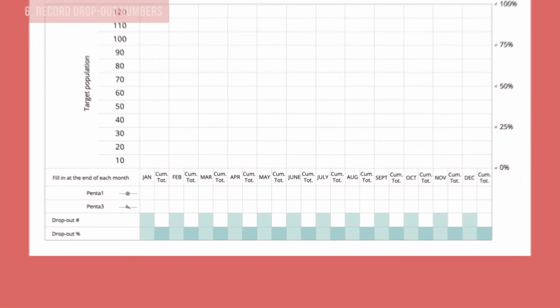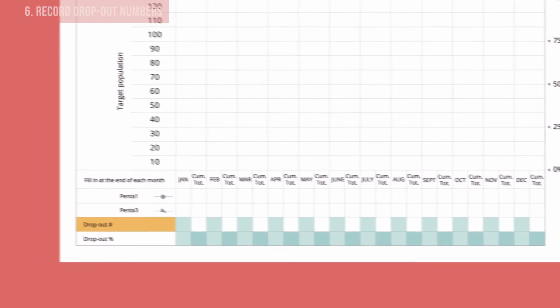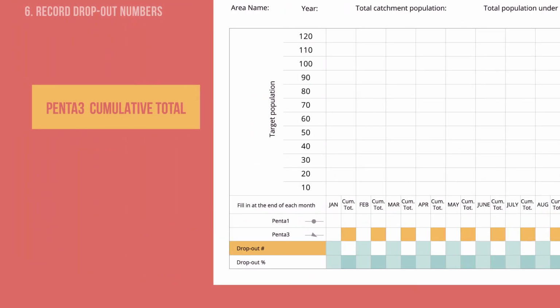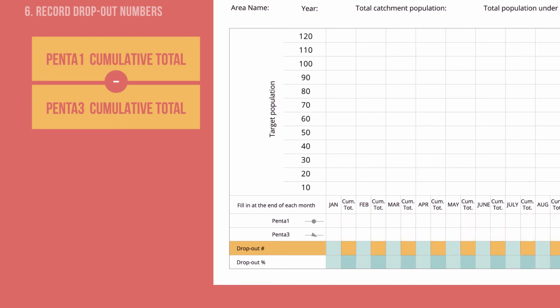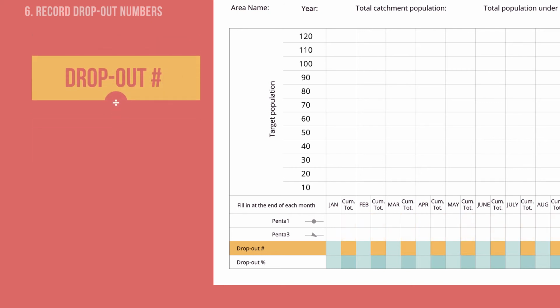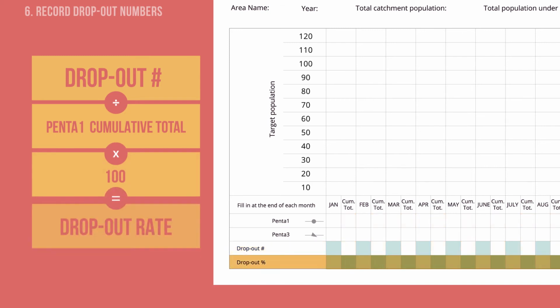At the bottom of your chart, you should calculate and record dropout numbers and dropout rates month by month for pentavalent and measles vaccines. To find the dropout number, you subtract the cumulative total for pentavalent 3 doses from the cumulative total for pentavalent 1 doses. Write that number down. Divide this number by the total number of pentavalent 1 doses administered. Then multiply by 100. That is the dropout rate, or the percentage of people who have never received all doses in a series.